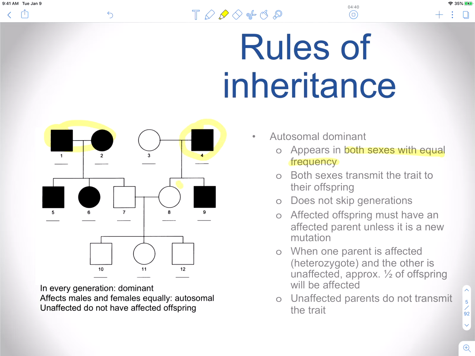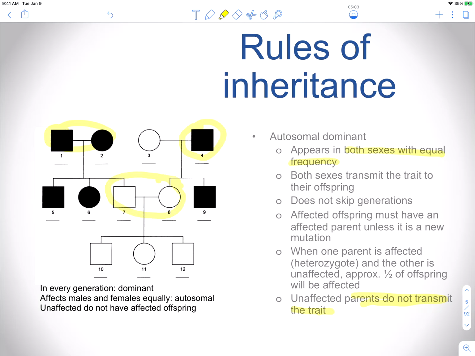The unaffected generations are, of course, not going to transmit the trait because there is nothing hidden. It's not recessive. It's not hiding in the genotype. If it is present, it's going to present in the phenotype. So if you are unaffected, that means you do not carry the actual trait.